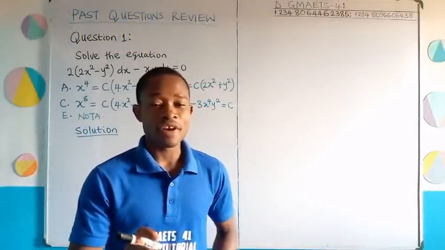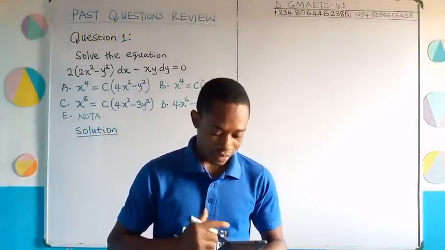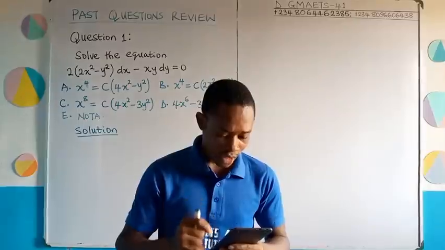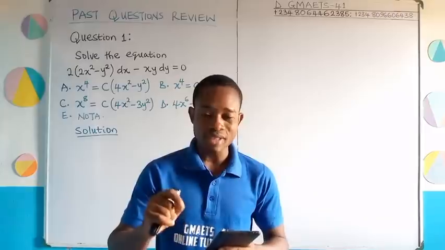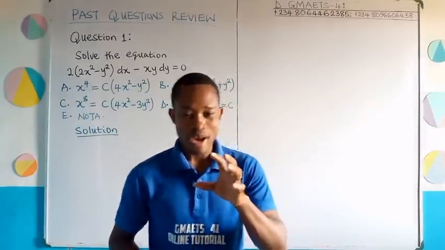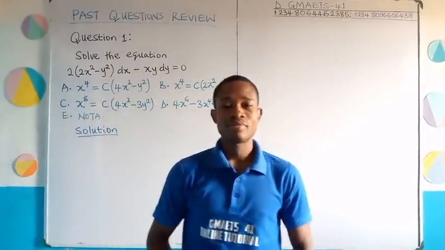Here on the board, we have our very first question, and I would like to read. Solve the equation 2(2x² - y²)dx - xy dy = 0. So we are required to solve this differential equation.